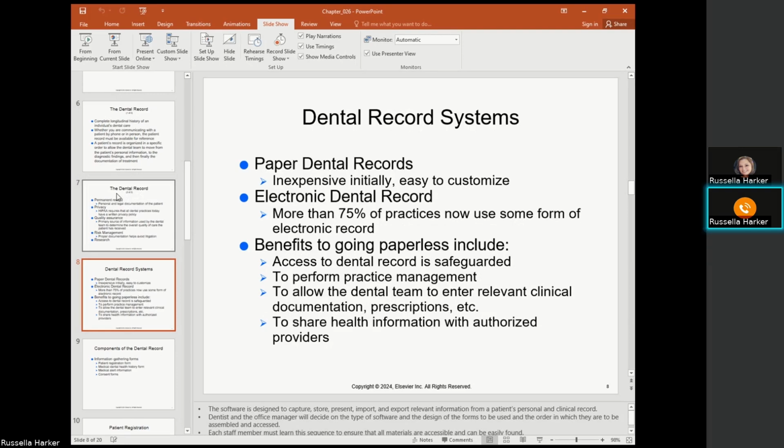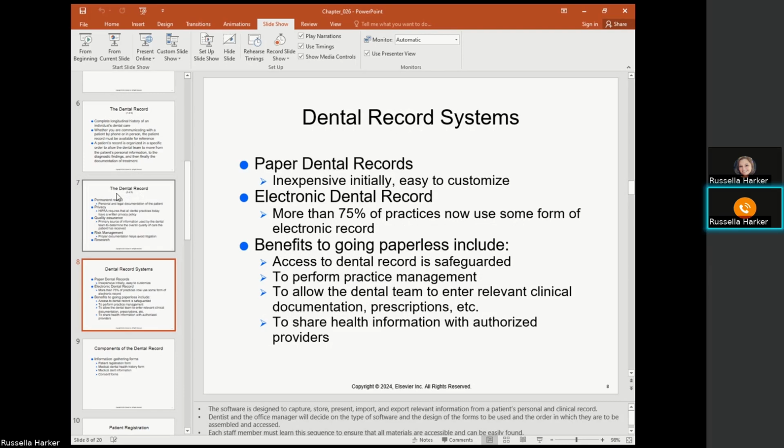Benefits of going paperless include that access to the dental record is safeguarded, because you don't have a physical chart that can be picked up by anyone and looked at. You have to have credentials to sign into the system to use it. It allows you to perform practice management and the dental team to enter relevant clinical documentation and prescriptions right into the computer and share health information with authorized providers because the system can be accessed at more than one point.